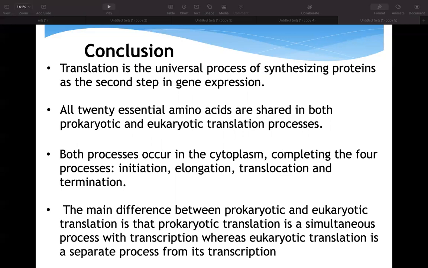So we can see the main difference between prokaryotic and eukaryotic translation is that prokaryotic translation is a simultaneous process with its transcription, whereas eukaryotic translation is a discontinuous process from its transcription.